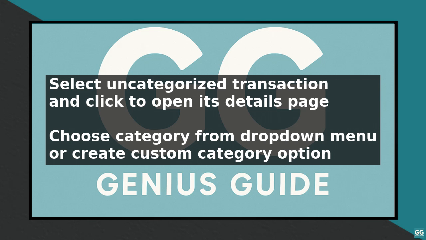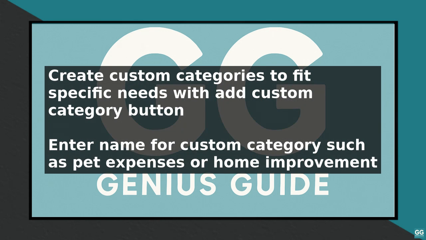For example, if the transaction is for a purchase at a restaurant, choose the food category. If the transaction is for a car payment, choose the transportation category. You can also create custom categories to fit your specific needs. To do this, click on the Add Custom Category button at the bottom of the drop-down menu. Enter a name for your custom category, such as pet expenses or home improvement.